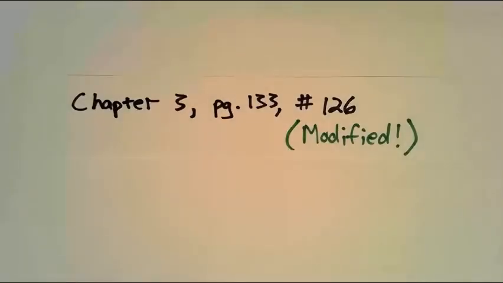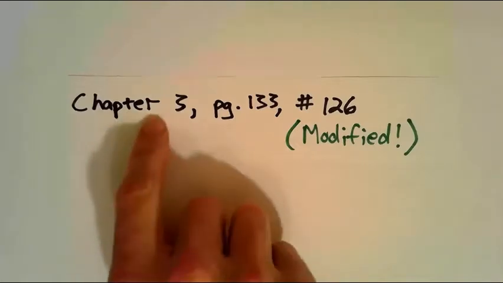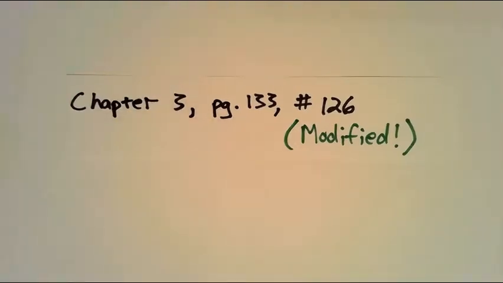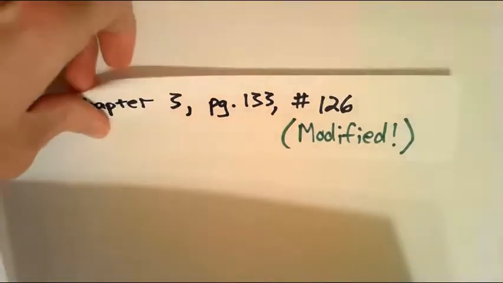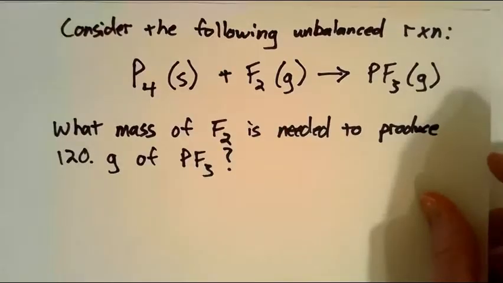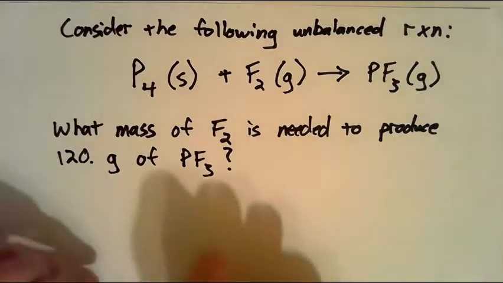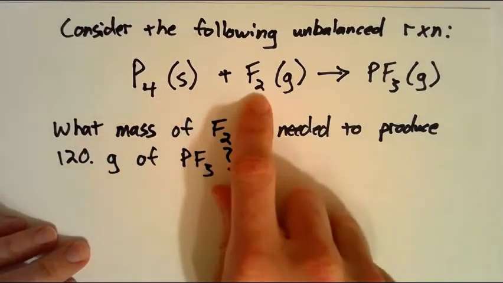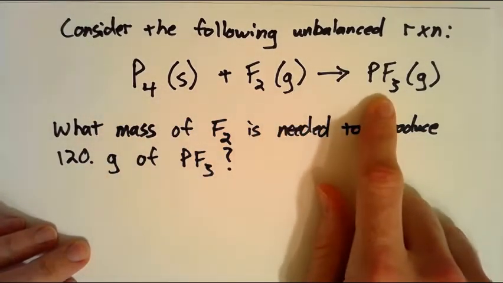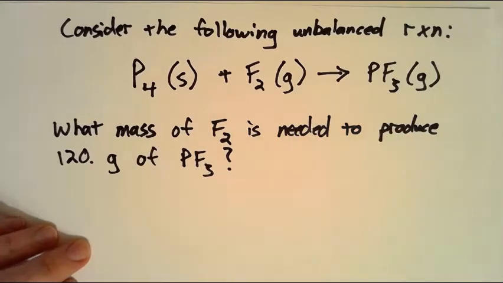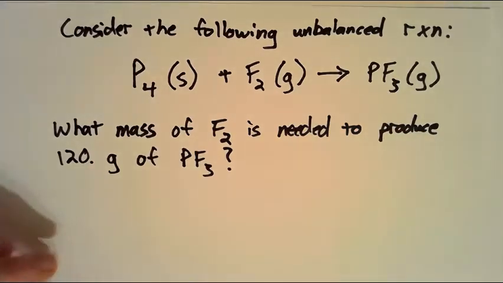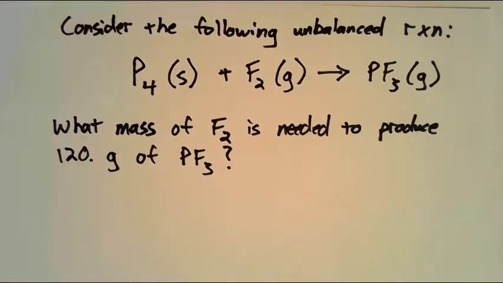Let's do an example out of the textbook, chapter 3, page 133, problem number 126. I've modified it just a little bit. It asks us to consider the following unbalanced reaction: P4 plus F2 yields PF3. What mass of F2 is needed to produce 120 grams of PF3?